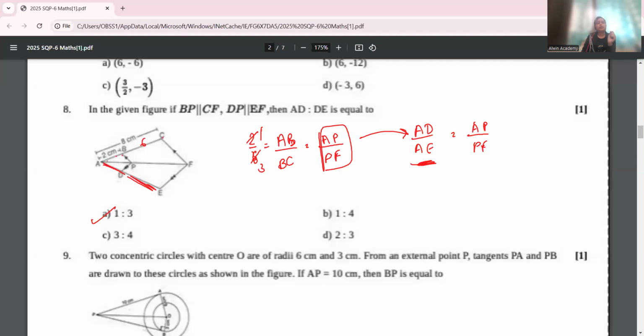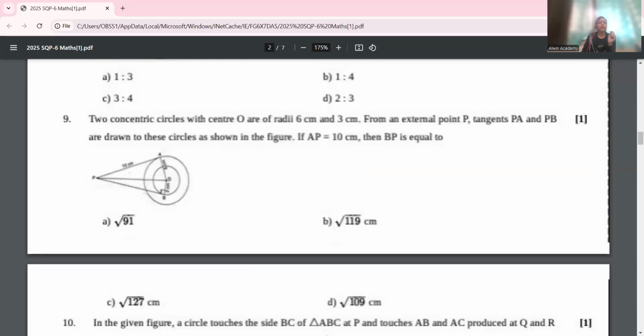Going to the next question, two concentric circles with centers O are of radii 6 and 3.